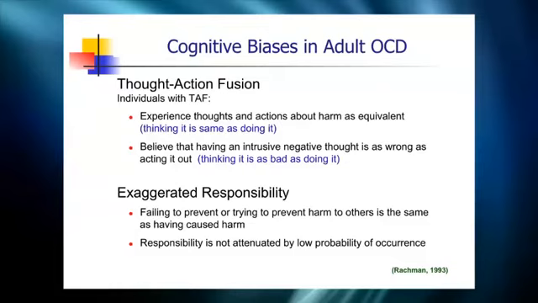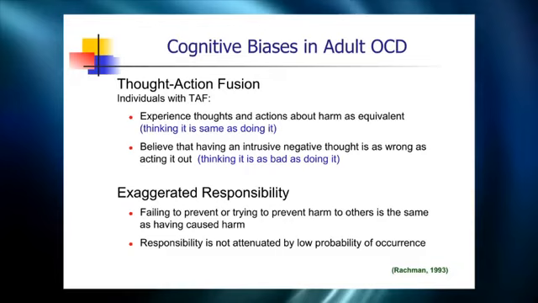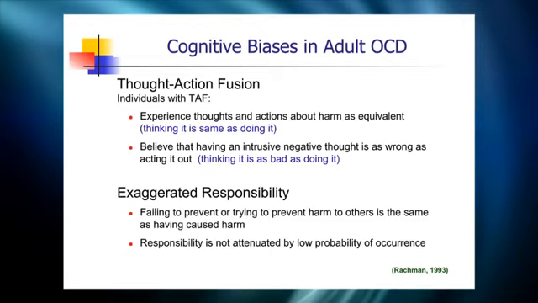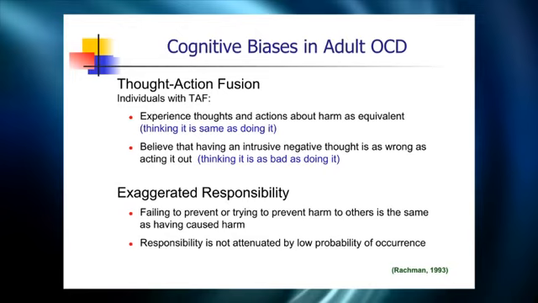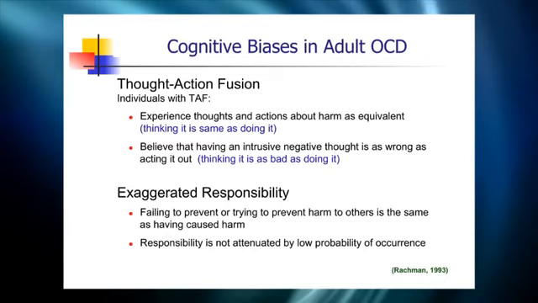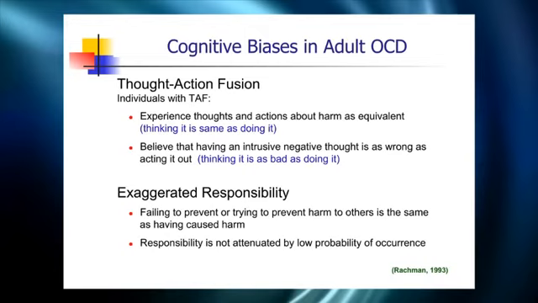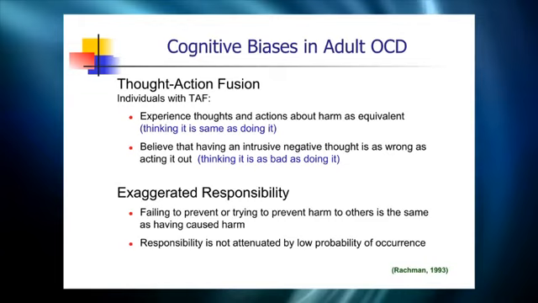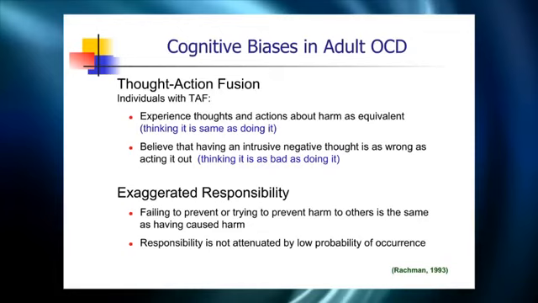There's been some research looking at some cognitive biases that have been associated with OCD. And again, some of the work I'm going to be presenting was initially done by Jack Rackman, but there have been others that have done this work as well. The two things that come up most often are thought-action fusion and exaggerated responsibility. So what is thought-action fusion? Basically, it's being unable to distinguish between thoughts and actions. Individuals with thought-action fusion experience thoughts and actions about harm as equivalent. So thinking it is the same as doing it. And they believe that having an intrusive negative thought is as wrong as acting it out. So thinking it is as bad as doing it.